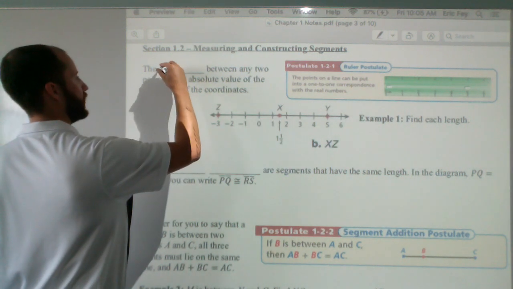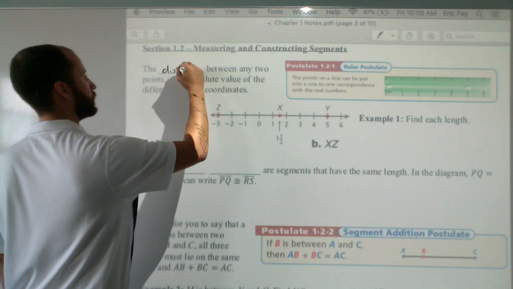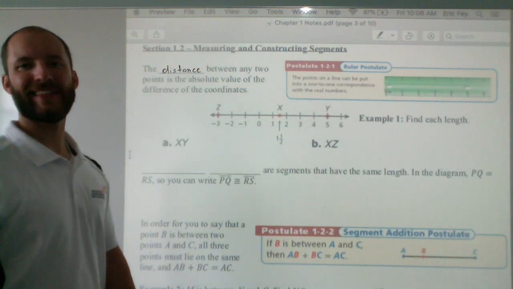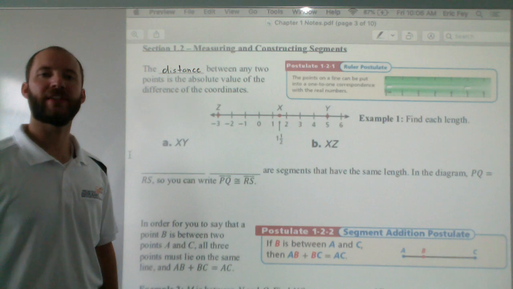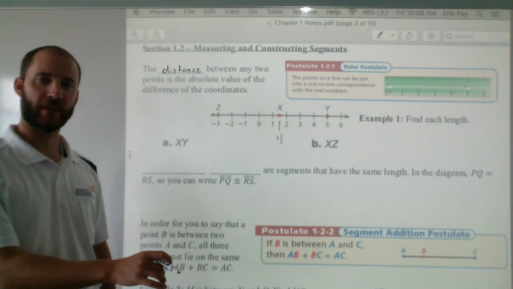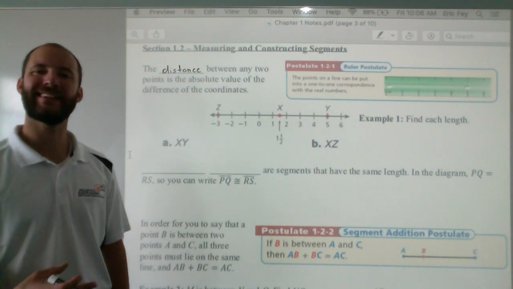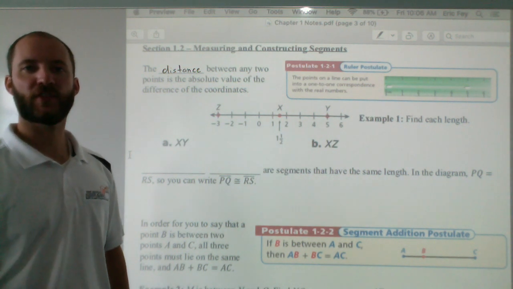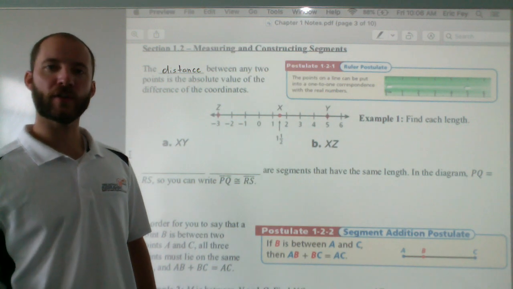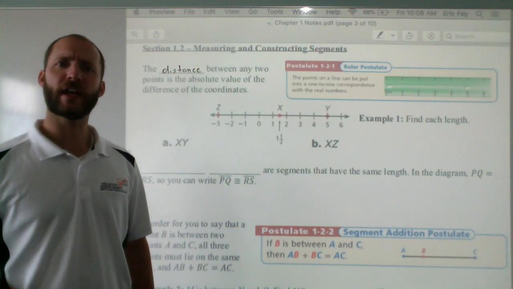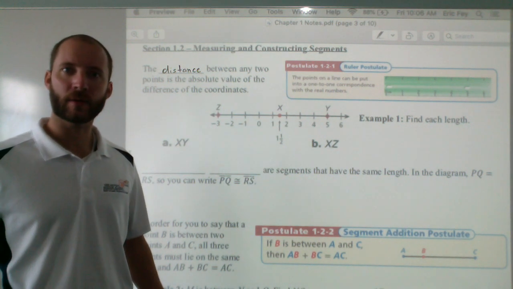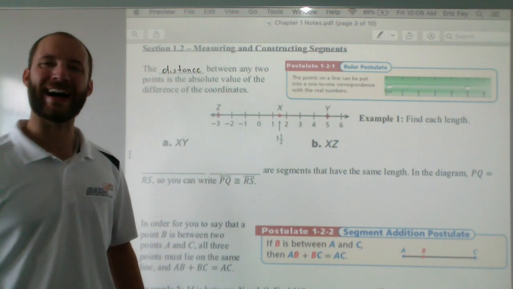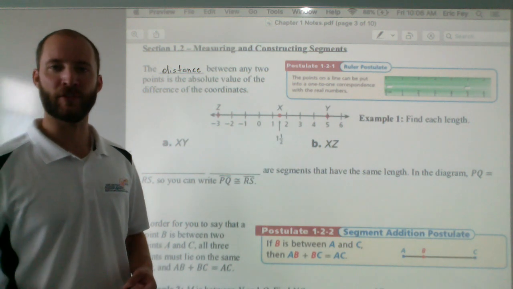So the distance between any 2 points is the absolute value of the difference of the coordinates. All right, so technically distance is an absolute value. It's always positive, okay? If someone asks me, Mr. Fay, how far do you live from school? And I was like, I drive negative 20 miles to get to school. They're gonna be like, what's wrong with you? Like just say 20 like a normal person. So distance is always positive. So that's why they have that absolute value in there.